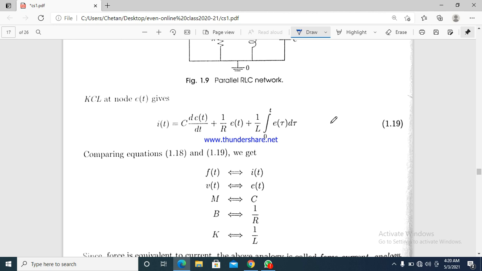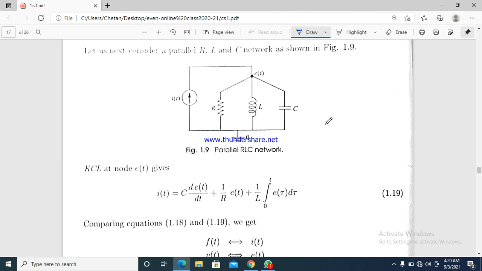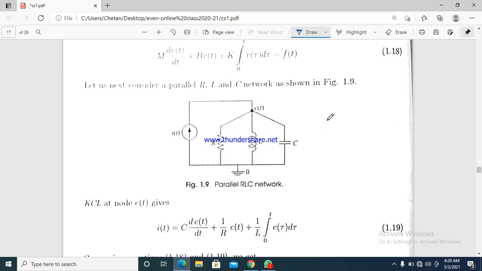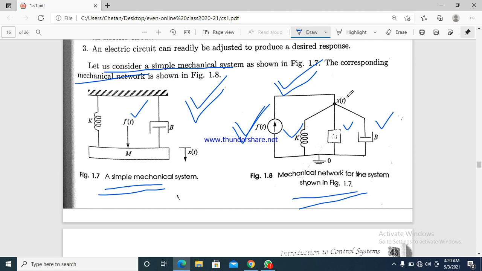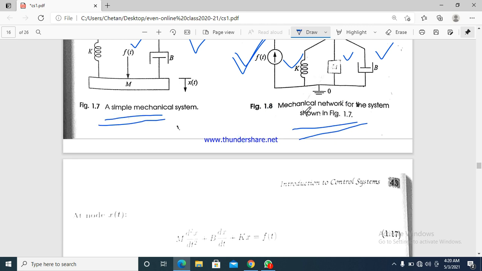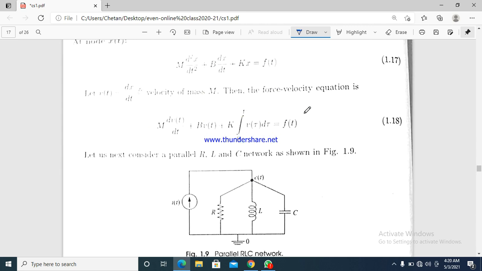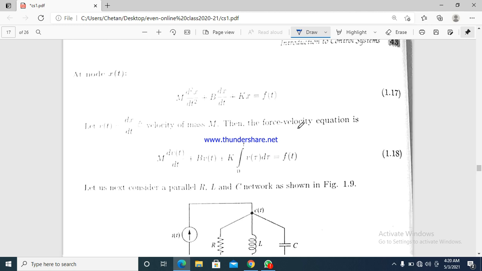That is the same problem they have explained here. And we have seen whatever the mechanical network we are drawing from this mechanical system. From this mechanical network, the equivalent electrical network can be drawn. How can it be drawn?